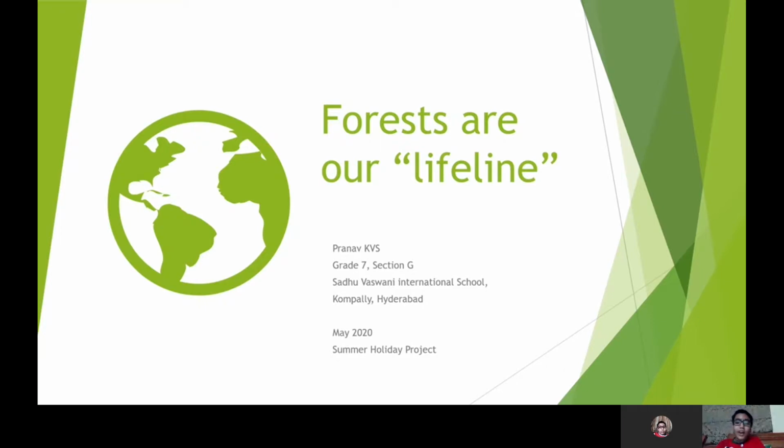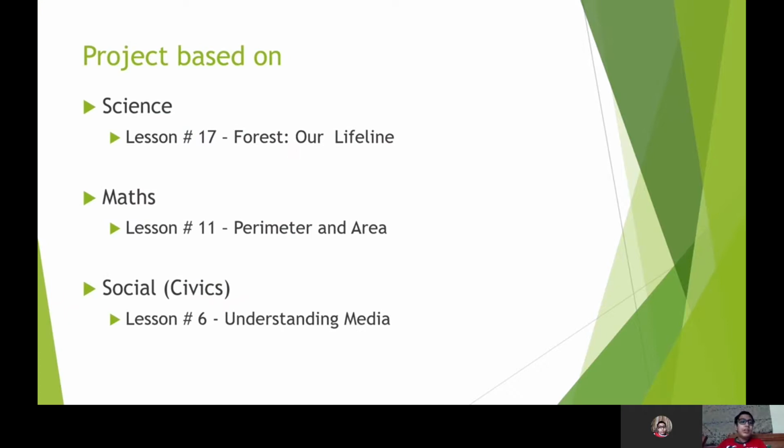A summer holiday project titled Forests Are Our Lifeline. This project is based on the science lesson Forests: Our Lifeline, the maths lesson Perimeter and Area, and the social and civics lesson Understanding Media.